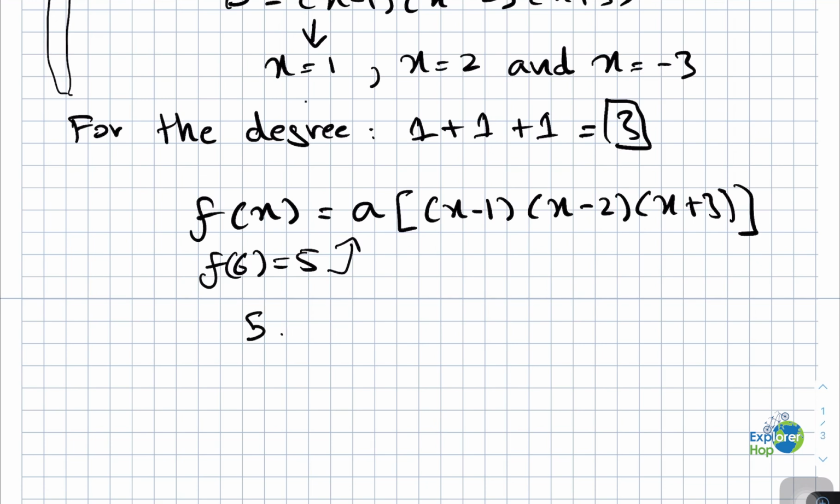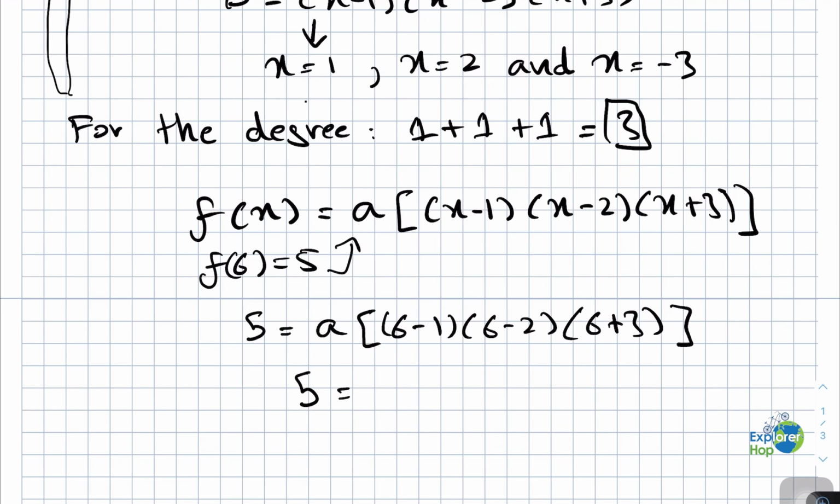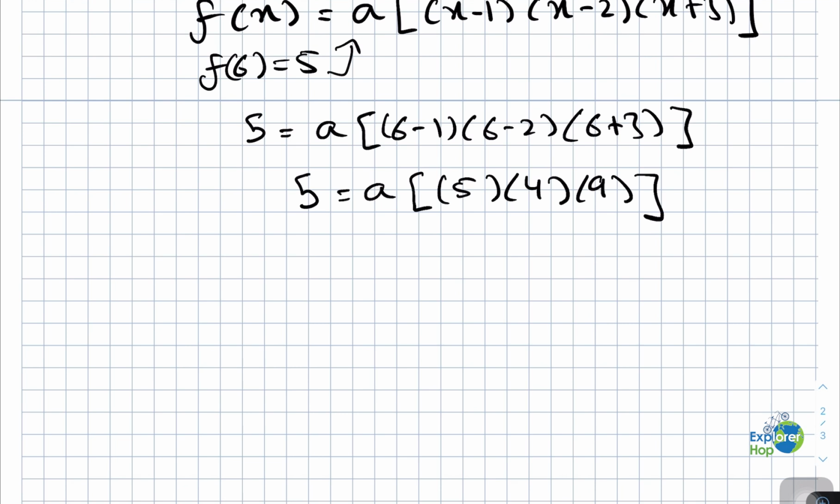So 5 is equal to a times 6 minus 1, 6 minus 2, 6 plus 3. Then we can simplify this further: 5 times 4 times 9. This gives us 5 is equal to a times 5 times 4 is 20, 20 times 9 is 180. That would give us a is equal to 5 over 180.